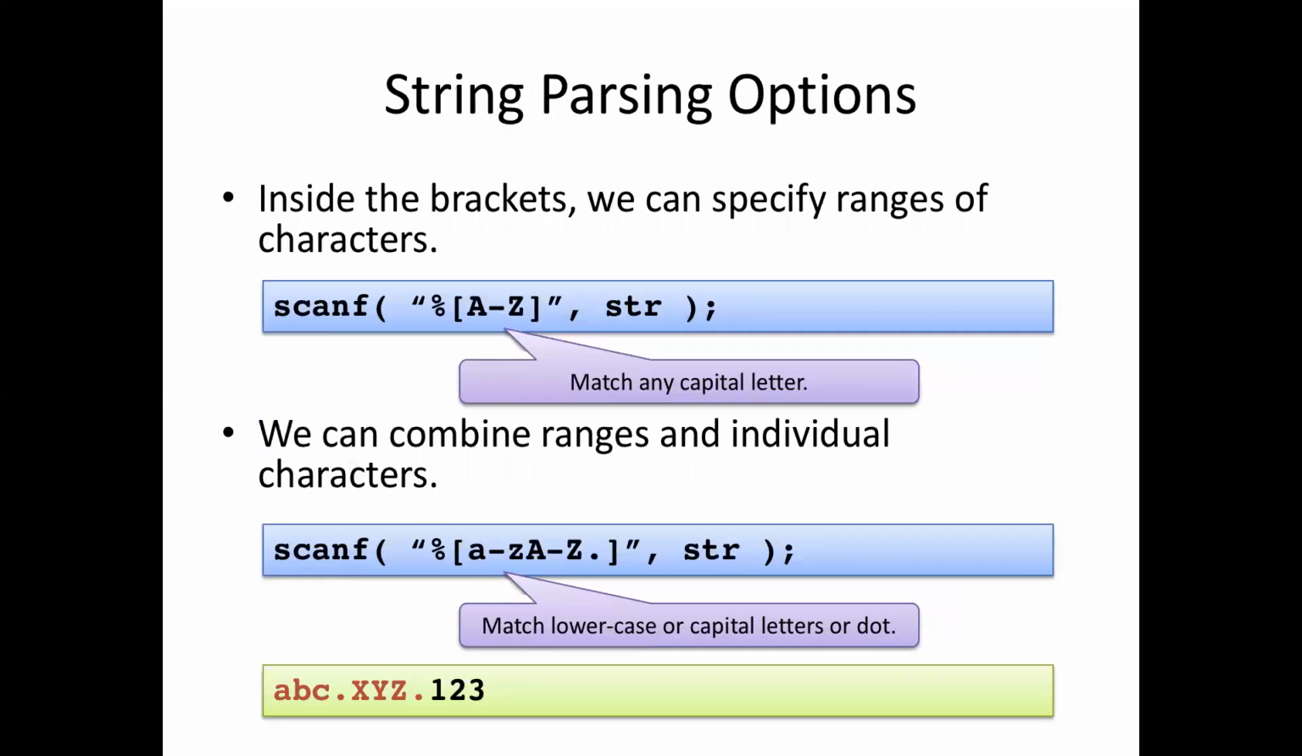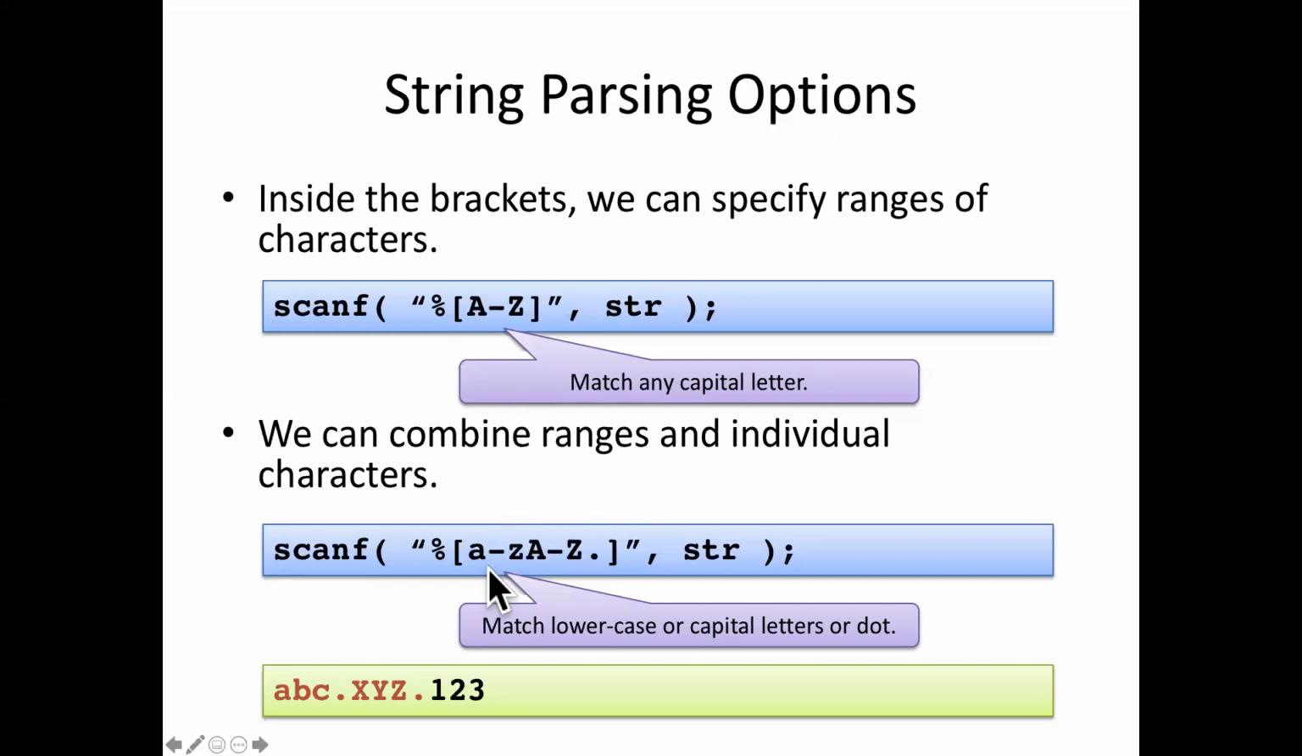So scanf supports a shorthand notation for doing that. If you put a dash between a pair of characters, you're saying characters with any character code between the first one and the second one. So capital A dash capital Z, remember all the capital letters have consecutive character codes. The dash is a shorthand way of saying anything from the first character up to the last character. So this would match any capital letter.